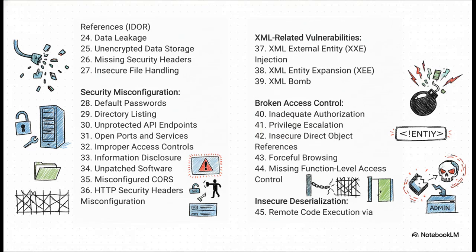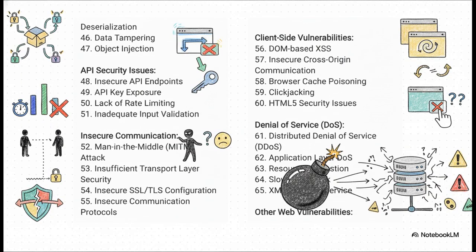It covers everything from something as simple as a security misconfiguration, like a developer forgetting to change a default password, all the way to complex attacks like privilege escalation. That's where an attacker gets in with a low-level account and then cleverly finds a way to become a full-blown system admin with the keys to everything.